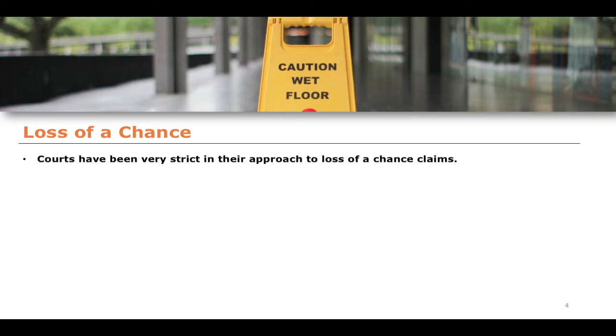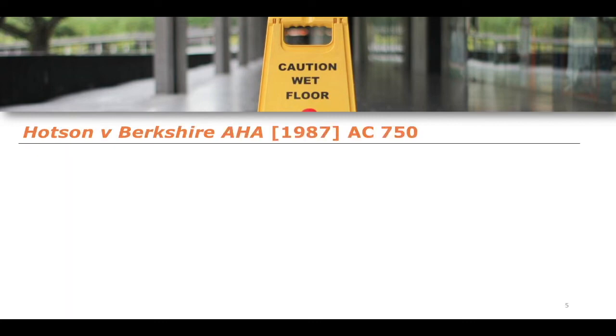Courts have been very, very strict in their approach to loss of a chance claims. Of course, whenever there is a potentiality for a new claim or a new method of making a claim to be brought into the law of tort, courts have always been particularly reticent of allowing them, owing to the policy implications, the potential floodgates implications of allowing a new method of litigation, which could then essentially bring about a whole host of new cases of litigation.